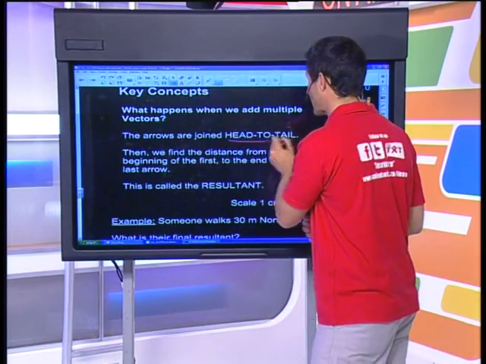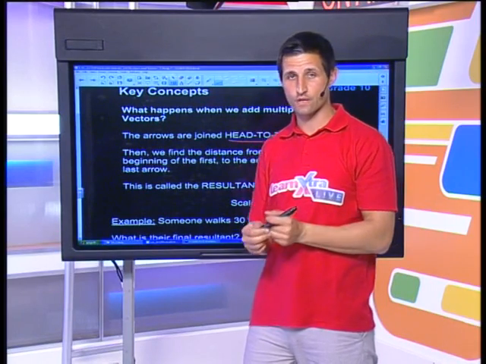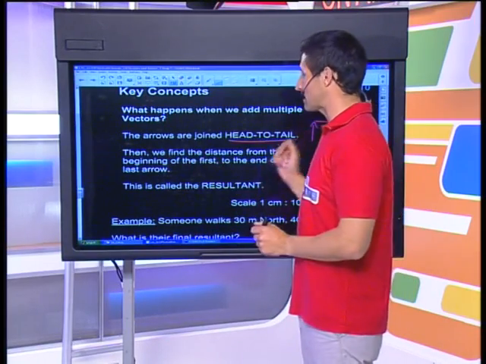It's called head to tail. That means the tail of one should start at the head of the last one. Notice how those two arrows are actually touching each other, with the head of one and the tail of the last one. Then we find the distance from the beginning of the first to the end of the last arrow.